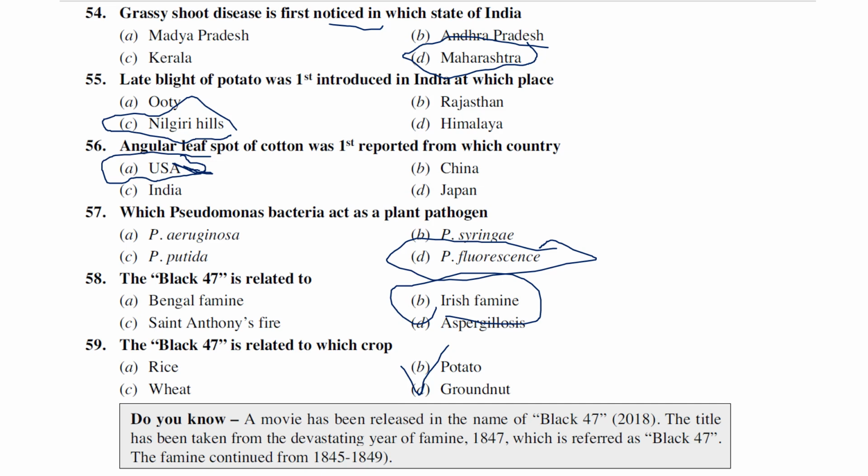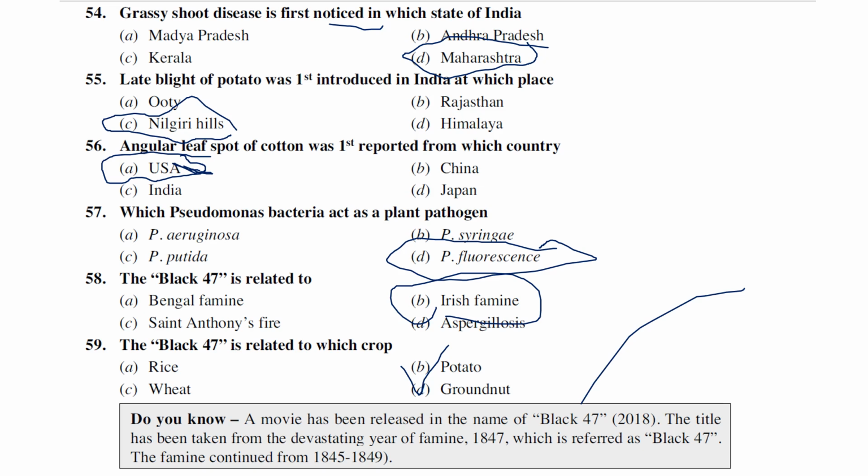That movie Black 47 shows the exact scenario of how the people suffered at that time. The majority of the movie concentrates on the war, but they have also shown the indirect effect of late blight of potato. The movie is fantastic and a masterpiece. I suggest that if time permits, please go and watch this movie. It's a fantastic movie, there is no doubt about it. This movie mainly concentrates on the serious effects of late blight of potato along with the war.